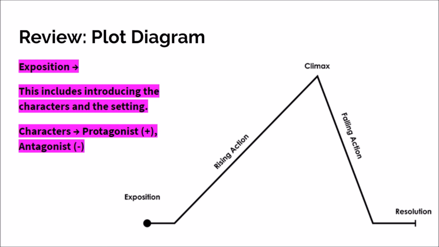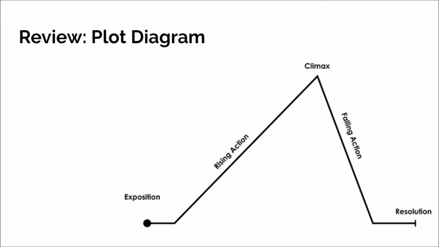Now keep in mind the main characters that you might learn about during the exposition are the protagonist, so typically the good guy, and then the antagonist, which is usually the bad guy or the bad force that goes against the protagonist. And then the setting is the time and the place. All right, and then next we have the conflict, and the conflict isn't on this particular diagram, but we don't want to forget it.